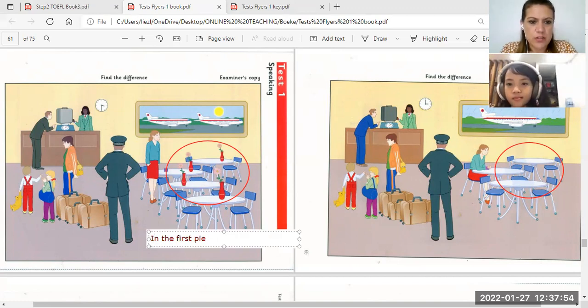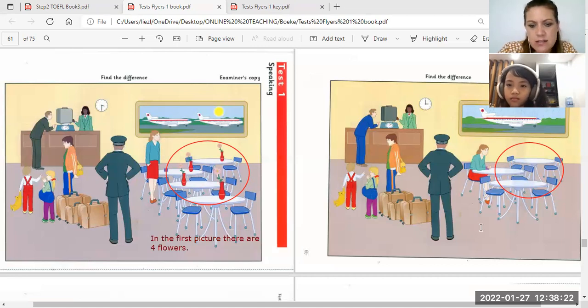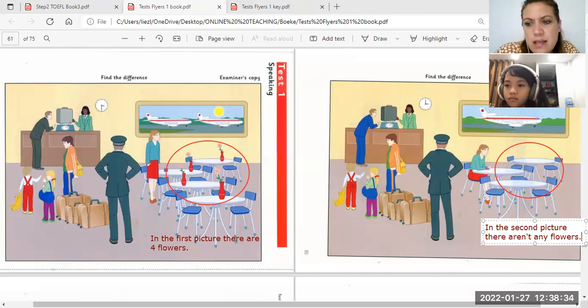In the first picture, there are 4 flower vases. Okay, but you can just say 4 flowers. You don't have to say vases. In the first picture, there are 4 flowers. And in the second picture, there aren't any flowers.